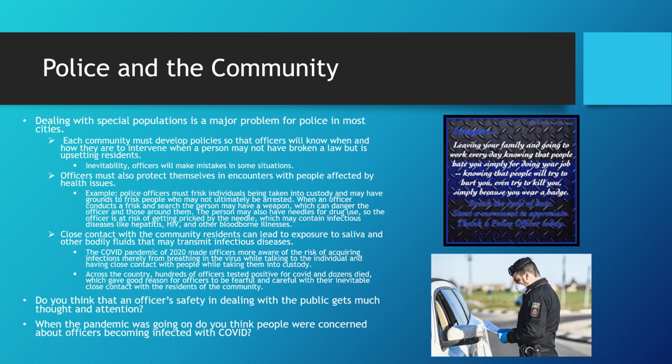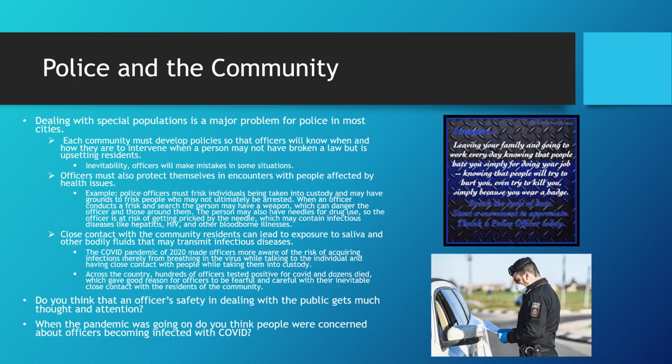Across the country, hundreds of officers tested positive for COVID and dozens died, which gave good reason for officers to be fearful and careful with their inevitable close contact with the residents of the community. Therefore, I have two questions for you to consider. The first one being, do you think that an officer's safety in dealing with the public gets much thought and attention? And number two, when the pandemic was going on, do you think people were concerned about officers becoming affected with COVID?